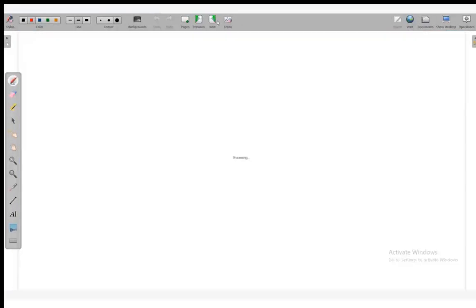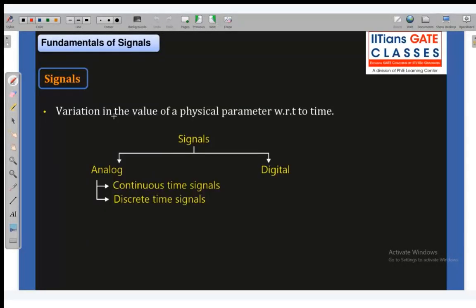Now, as I said, the signal mostly we will take as a physical quantity which varies with respect to time. It may depend upon temperature, it may depend upon space, but in this course we have to take it as a function of time. Now, the signal can be of two types, analog signal and digital signal, or you can say the continuous signal and the discrete signal.